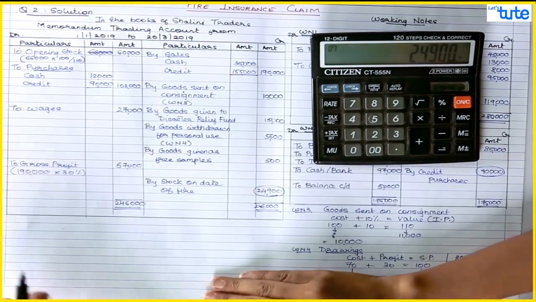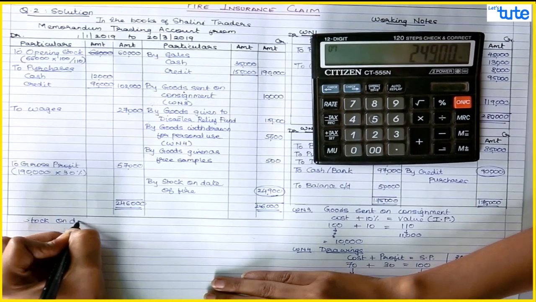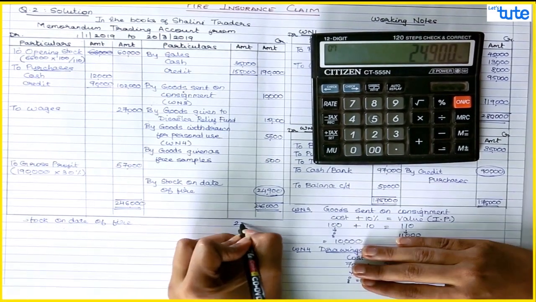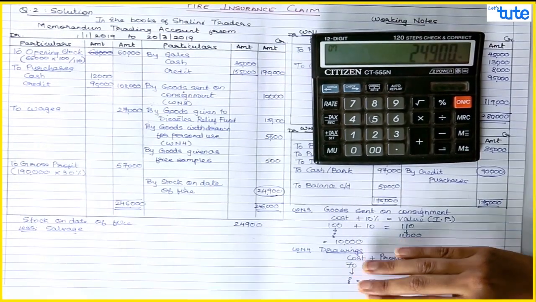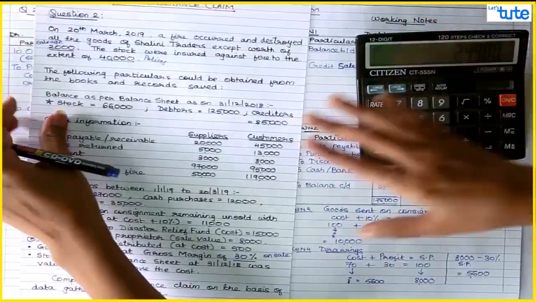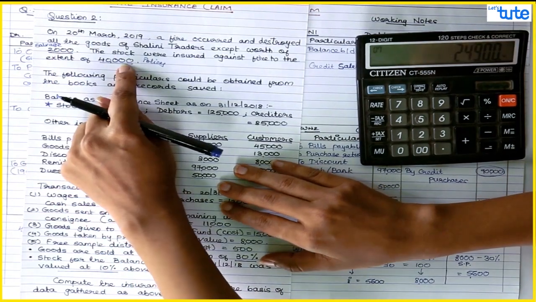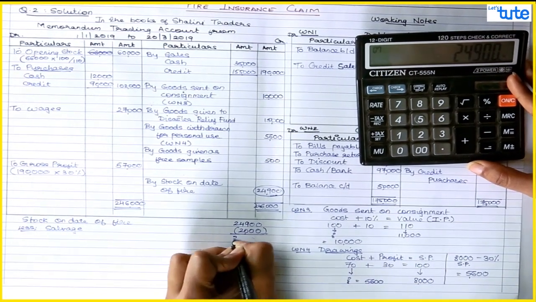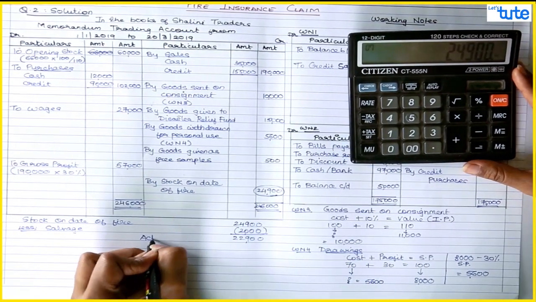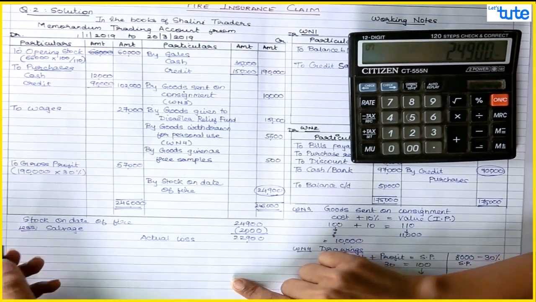Then from this we'll deduct salvage to find out actual loss. So stock on date of fire is 24,900 less salvage. So see the question, how much is the salvage? Salvage is 2,000 that we have marked previously, and your policy is 40,000. So less salvage 2,000, this would be 22,900. That is your actual loss. After this we find out the claim value.